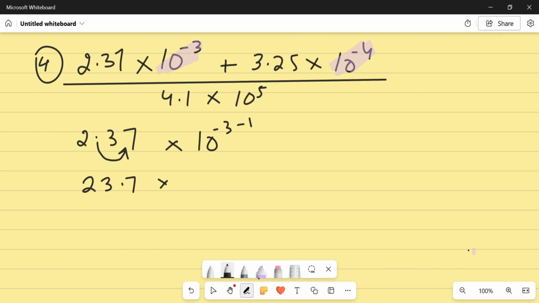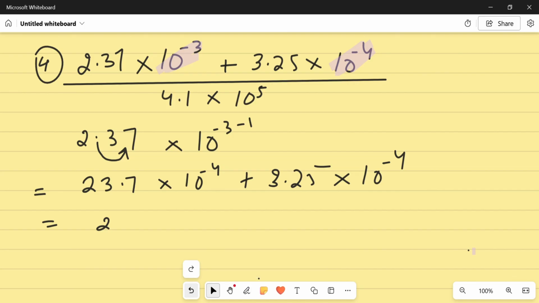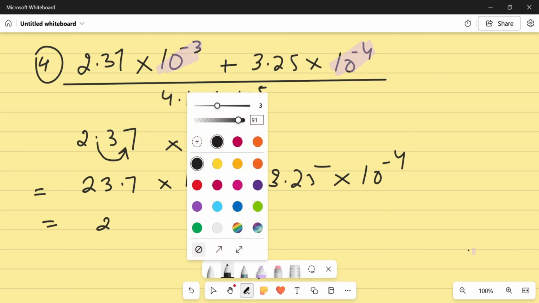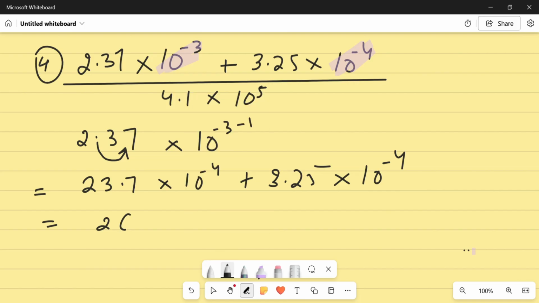23.7 times 10 to the power minus 4 plus 3.25 multiplied by 10 to the power minus 4. So I'm solving the numerator right now. Okay. So now we can easily add them. When we add both of these, it will give you 26.95.